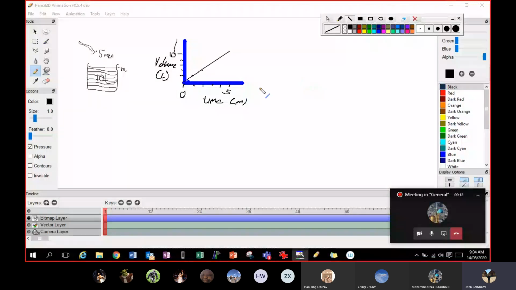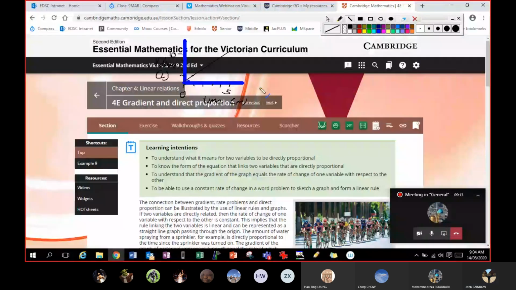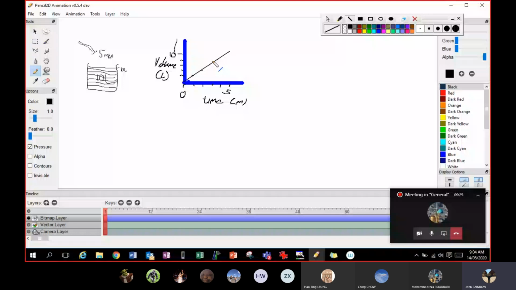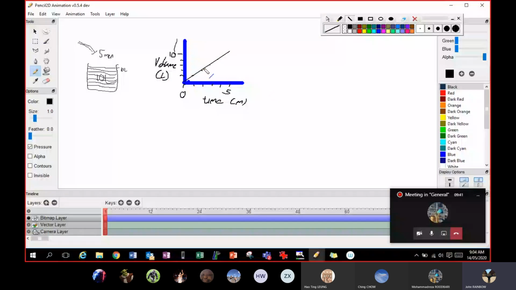I'm trying to unpack one of these points here, which is to understand that the gradient of this graph equals the rate of change of one variable with respect to the other. So this gradient equals the rate of change. The rate of change of what? Well, it equals the rate of change of volume per minute, liters per minute.